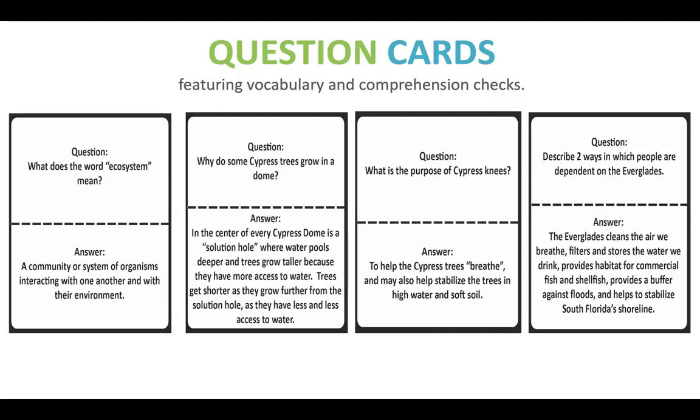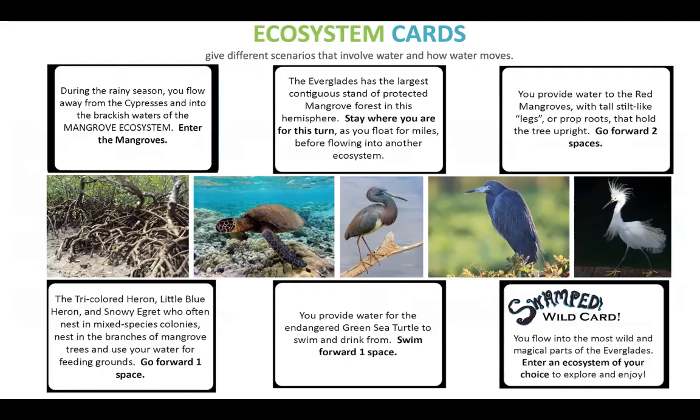So once we've explored the Cypress Swamp, we're going to move into another habitat here. We've made our way to the mangroves. The little arrow is indicating this adventure that we're taking. We're flowing through the Everglades as this drop of water. So tell us a little bit more about ecosystem cards and what's your experience in the mangroves.